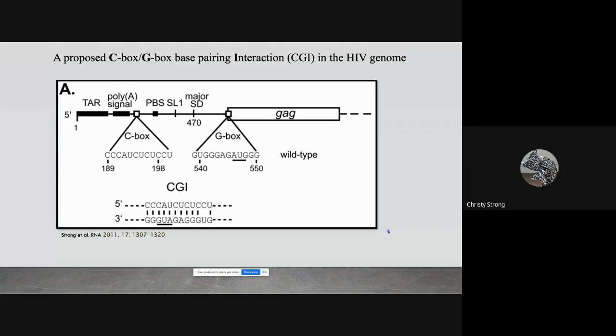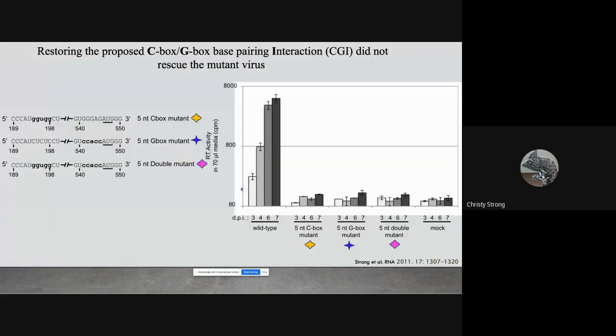What I did was build 3 different versions of the virus based on the C box and G box. In version 1, depicted as a little orange star, I took the normal HIV virus and I mutated the C box and turned it into a G box. Now I would predict that it would no longer be able to interact with the original G box, and that would be bad for the virus. I would predict that it would perform poorly.